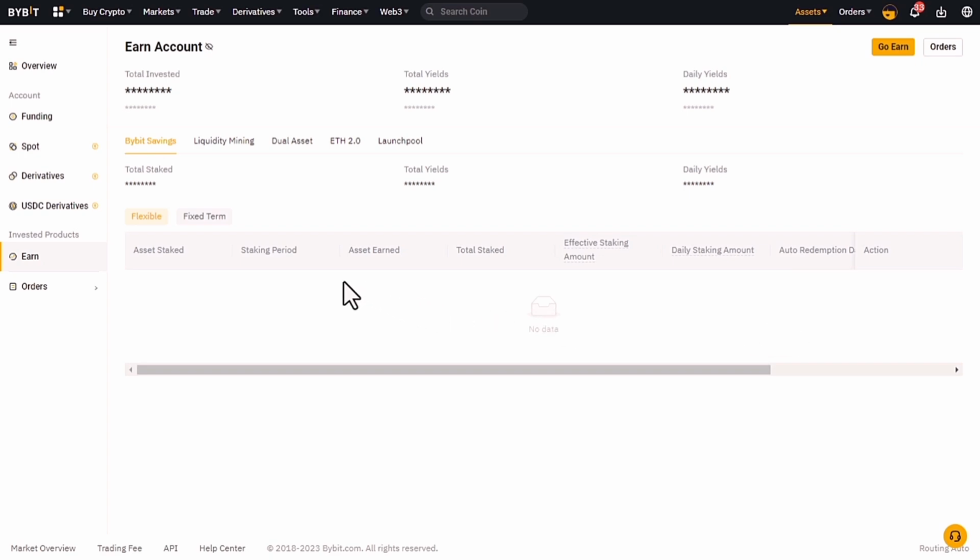For example, you have liquidity mining, dual assets, Ethereum, launch pool, and things like that, which are mostly not for traders, but you can just read the tutorials, and if you want to have some more passive income, you can just do that for yourself. But what we really want to do is to go to derivatives as traders.